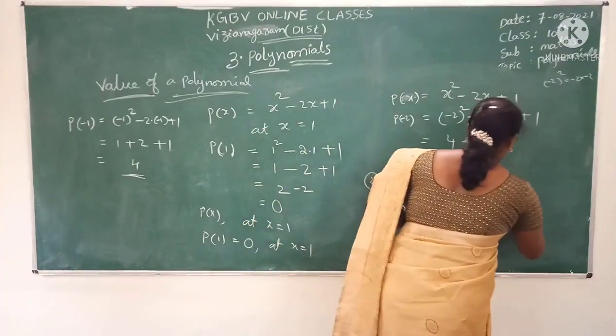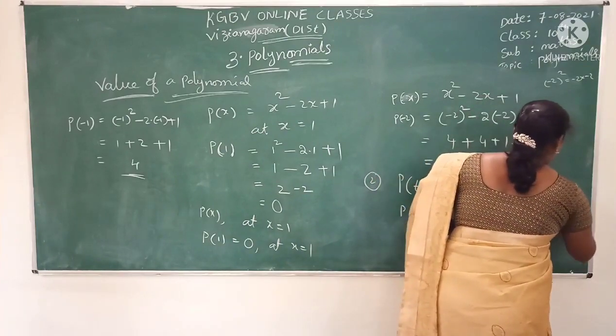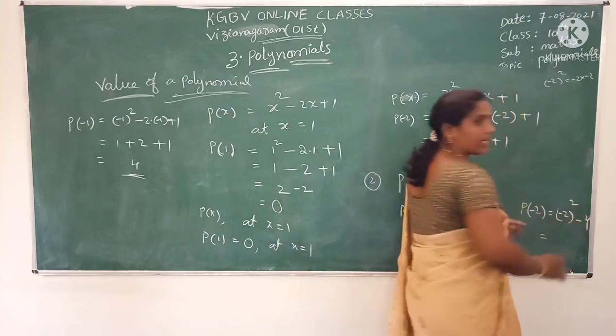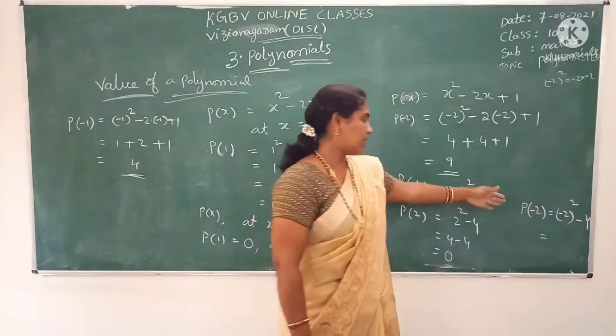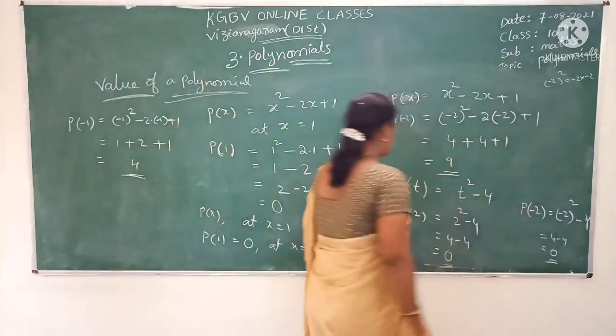We calculate P of minus 2. That is minus 2 whole square minus 4. Minus 2 whole square, minus into minus, plus 2 into 2, 4. 4 minus 4 is equal to 0.